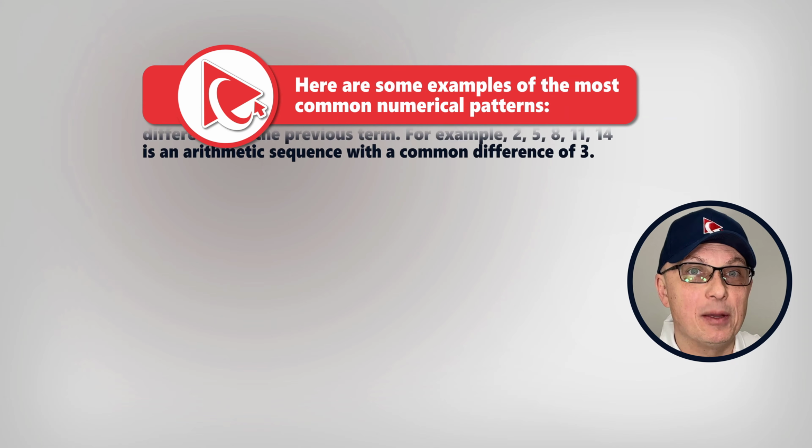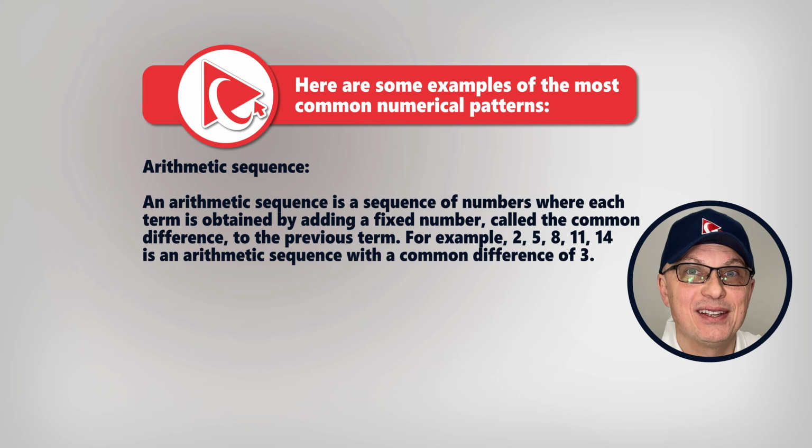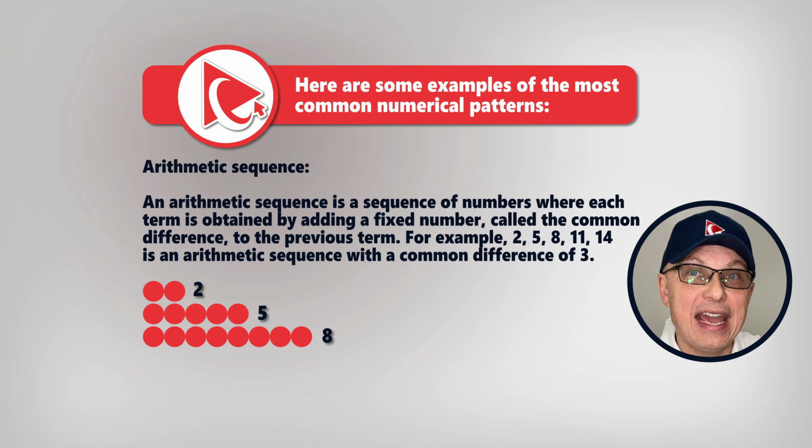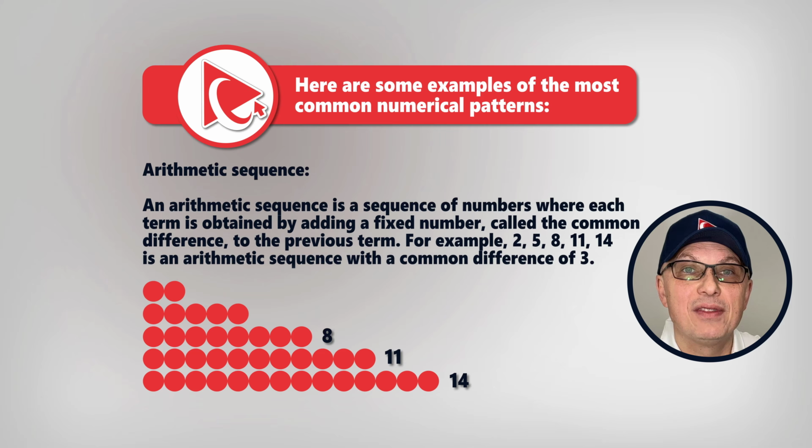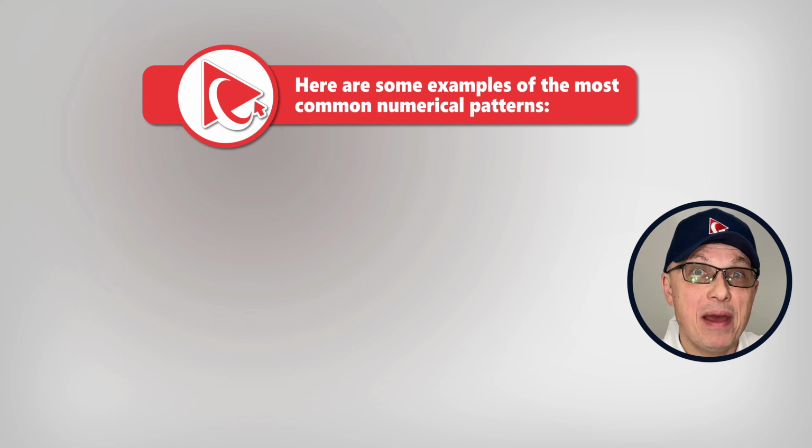One of the most popular patterns is the arithmetic sequence. The arithmetic sequence is a sequence of numbers where each term is obtained by adding a fixed number, called the common difference, to the previous term. For example, the numbers 2, 5, 8, 11, 14 represent an arithmetic sequence with a common difference of 3. Number 2 on the list would be a geometric sequence.